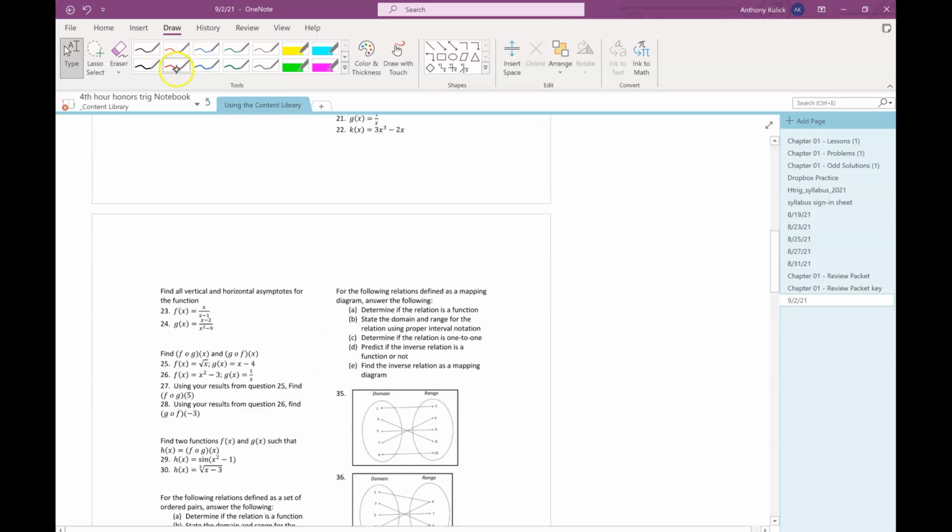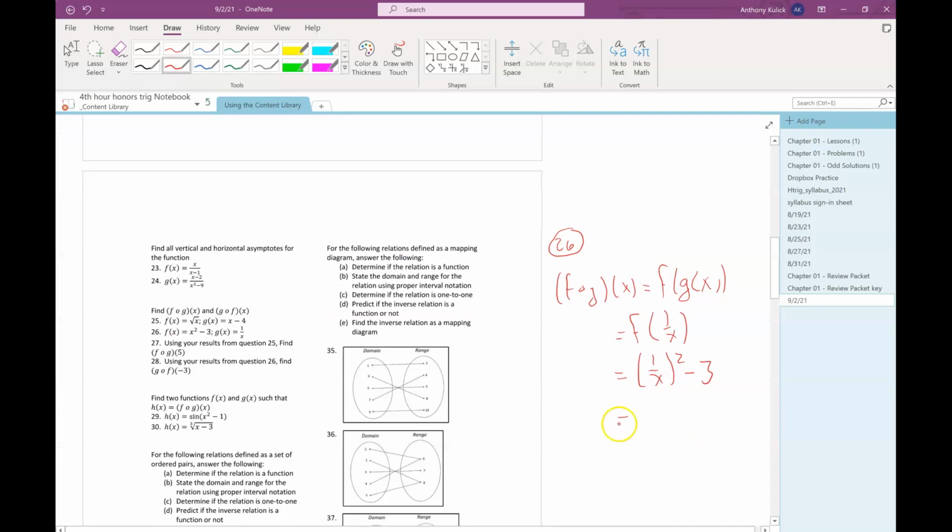Okay. So here we're just asked to do a composition. We're asked to do it both ways. So f composed g of x, I know, is f of g of x. In this problem, g of x is 1 over x. So when I plug 1 over x in for x, I get that. And 1 over x squared, we square the top and we square the bottom. So that'll do. Is that okay?